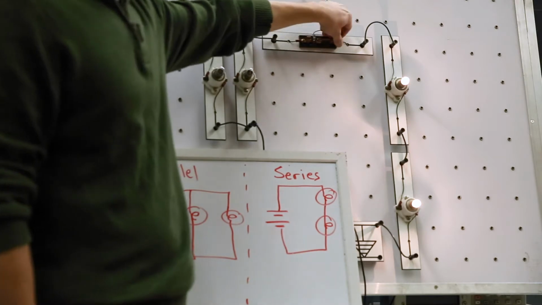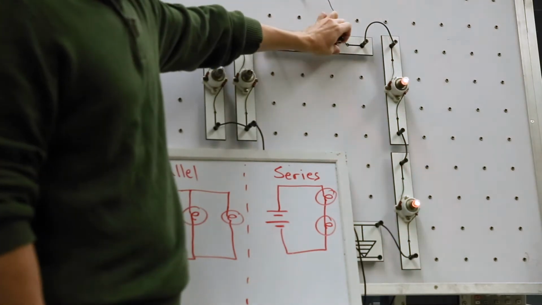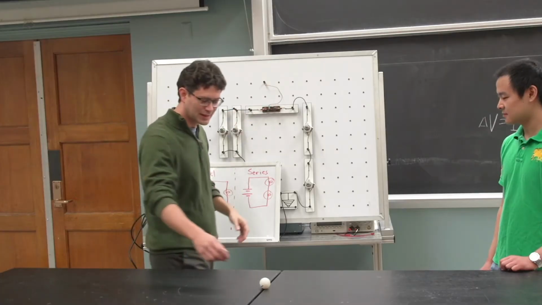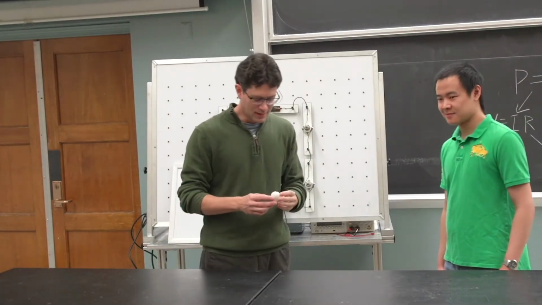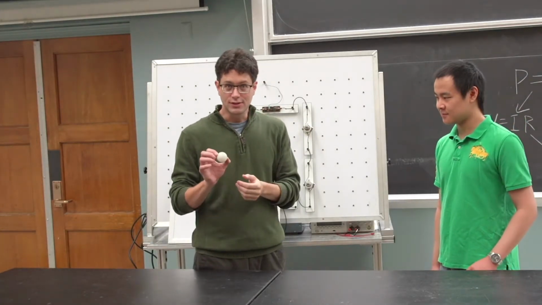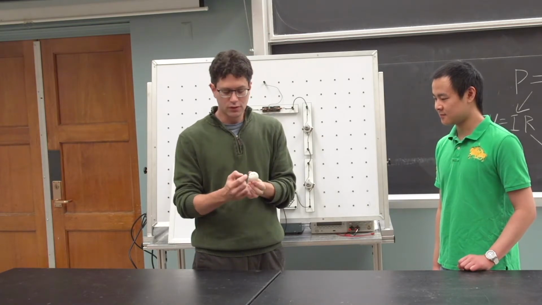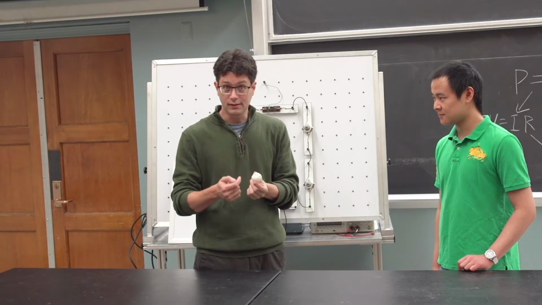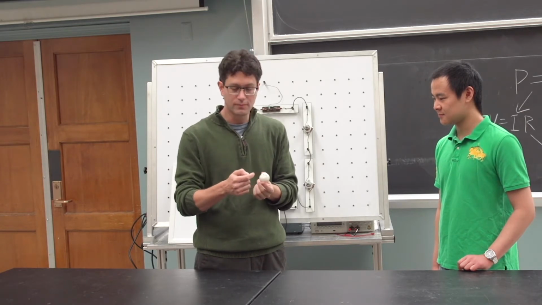Now let's do a cool circuit. The most important part of a circuit is to always remember that it needs to be closed. If it's disconnected, you don't get anything. So here I have a fun little ball. It has just an LED that flashes in it, and it has two little metal connections.